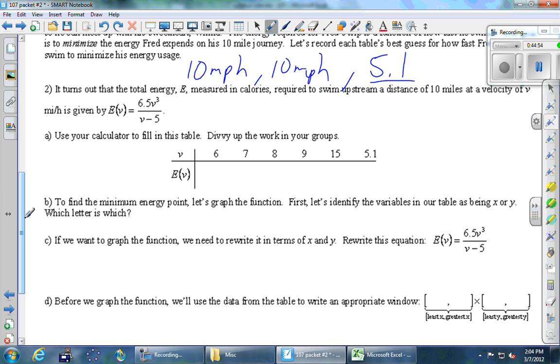E of V. Okay, so there's the formula. What's the input? V. Given a velocity, what's the output? Energy. Given a velocity, that formula will tell me how much energy Fred is going to use, how many calories he will burn making this trip.